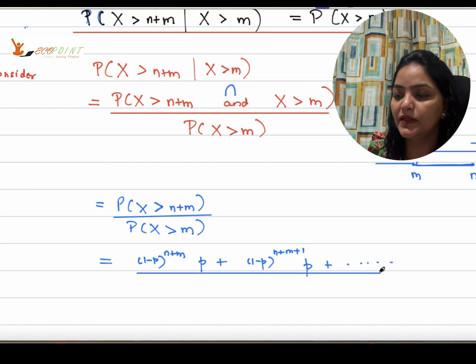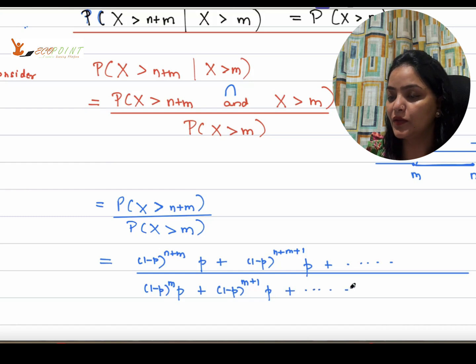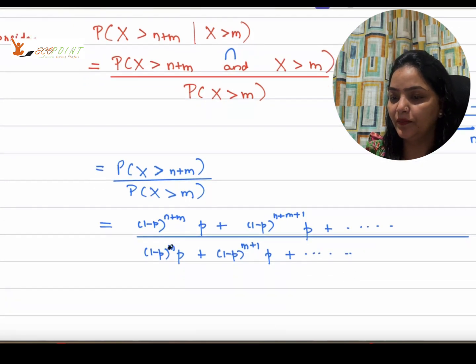In the denominator, instead of n plus m, it is m. So you get tails m number of times, and then you get heads. Similarly, it's strictly greater than m, so m plus 1 number of times you get tail, and then you get heads, and so on and so forth. So what you get here: (1 minus p) to the power n plus m comes out common, and p also comes out common. In the denominator, (1 minus p) to the power m and p come out common.